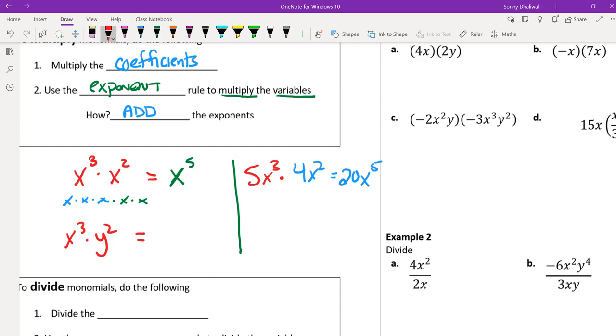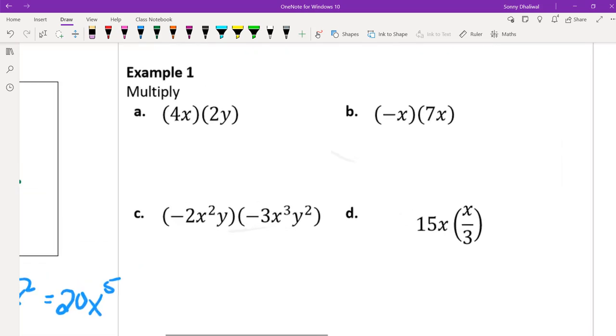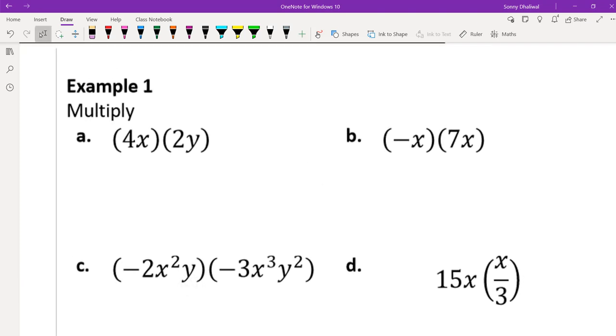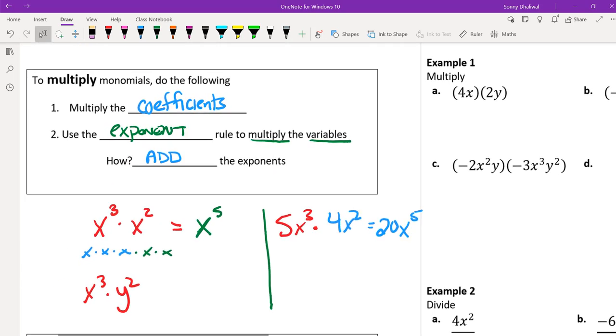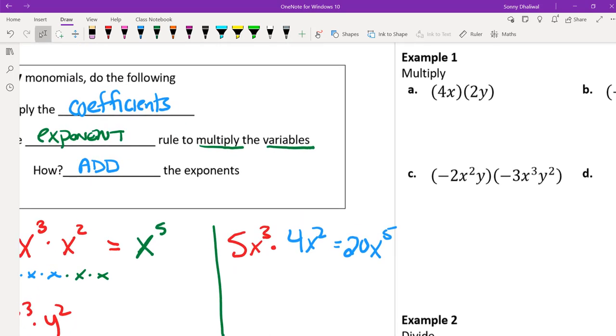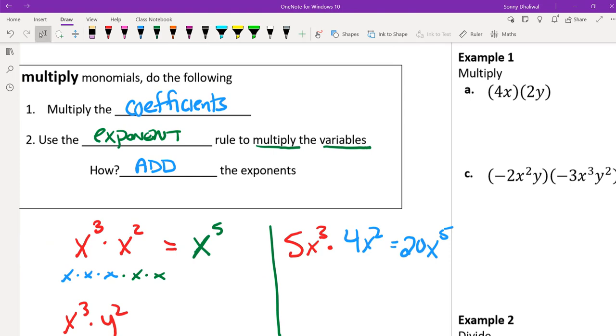Okay. So let's look at example 1 here. Could it be 8xy for the first one? Sorry? What did that word say? Exponents. Could it be 8xy for the first one? Yeah.